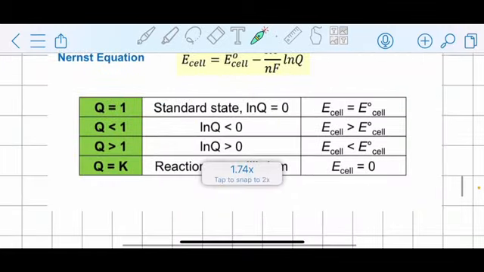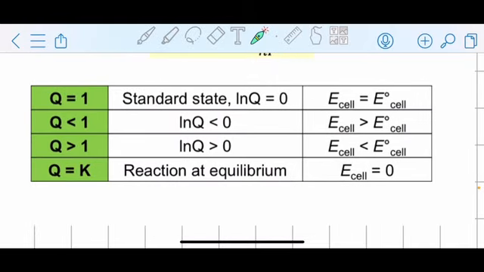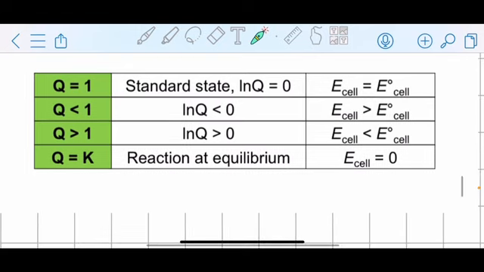When Q is equal to 1, the reaction is at standard state because ln of Q, or ln of 1, is equal to 0. And we know that the E cell value is equal to E cell at standard state, which makes sense. When Q is less than 1, we know that the E cell value is greater than E cell at the standard state. When Q is greater than 1, then ln Q is greater than 0, and the E cell value is less than the E cell value at standard conditions. When Q is equal to K, the reaction is at equilibrium, and the E cell value is equal to 0.